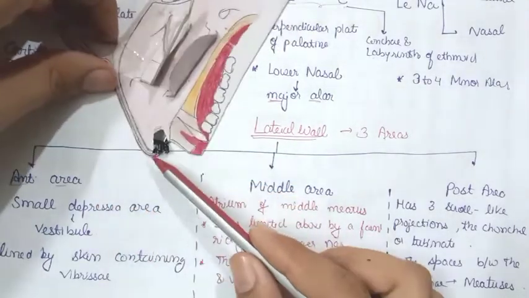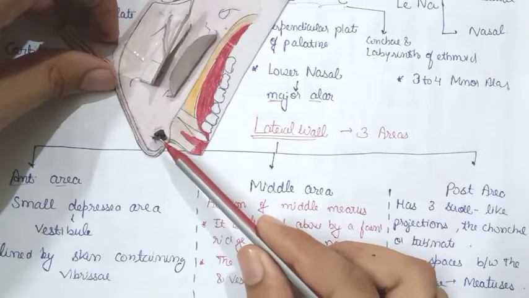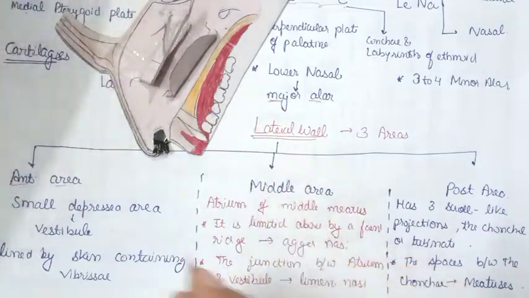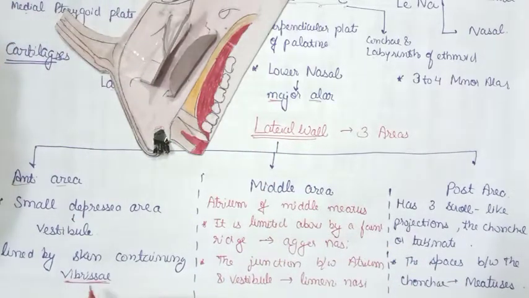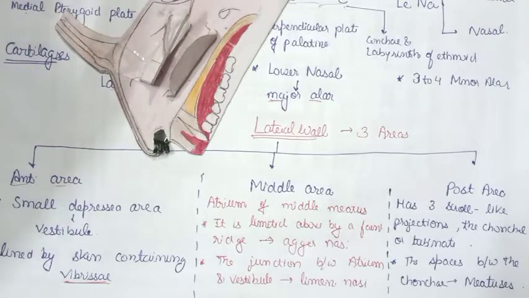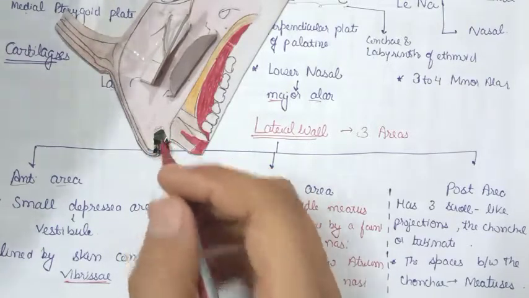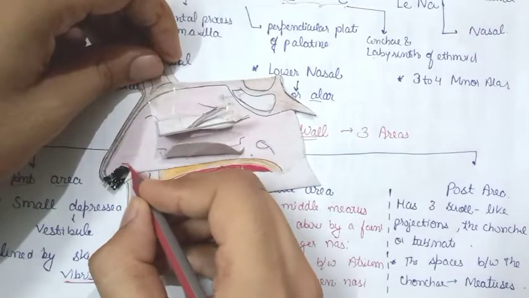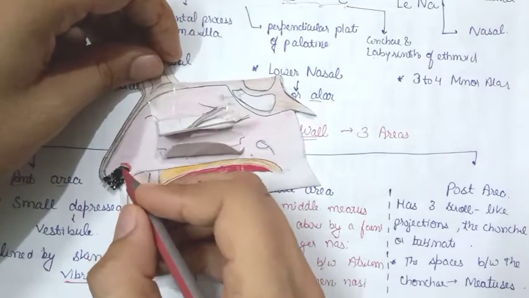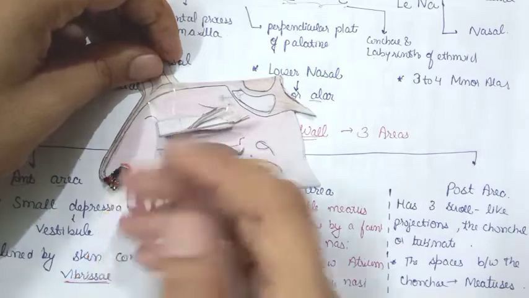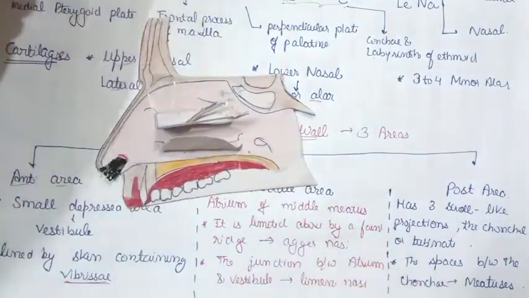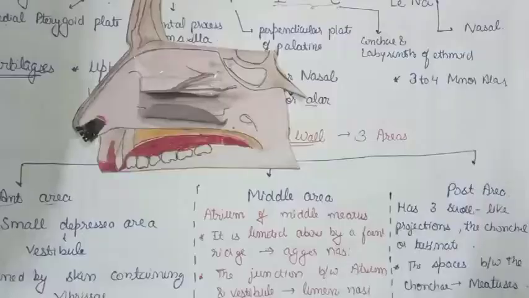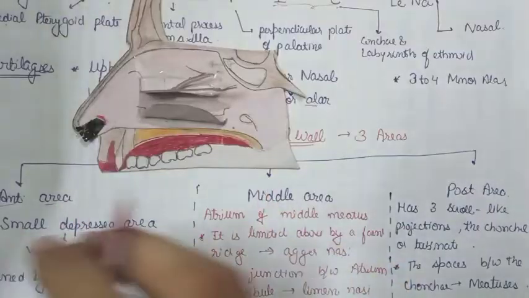What are these vibrissae? These hairs that you see are short stiff hairs, and the other name for them is vibrissae. So vibrissae are the short stiff hairs present in the vestibule area of the nose. Now you can see this is the anterior margin. This anterior margin, from where the anterior part starts, is called the limen nasi. I will tell you about this next. The middle area is the area between the anterior and the posterior area.